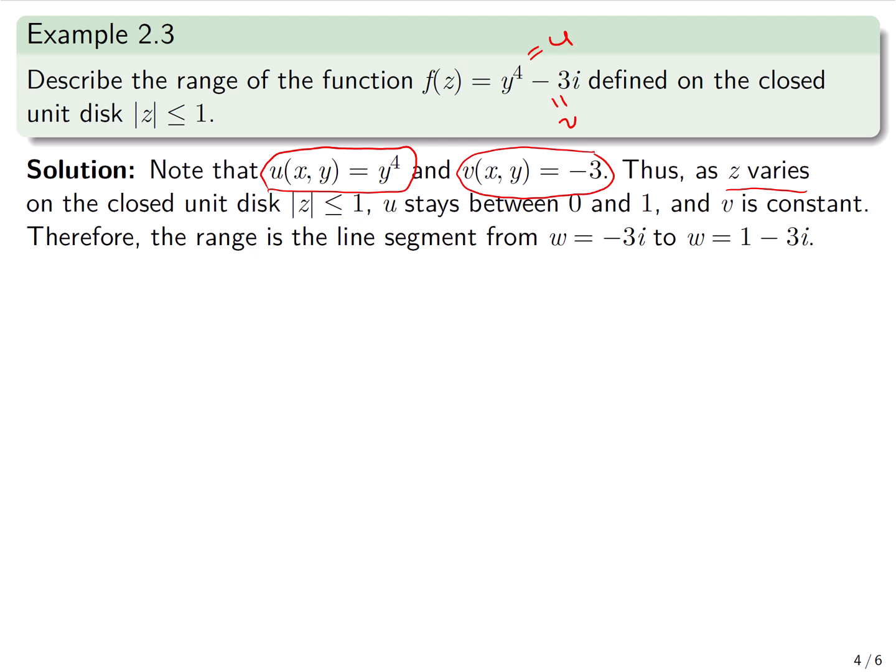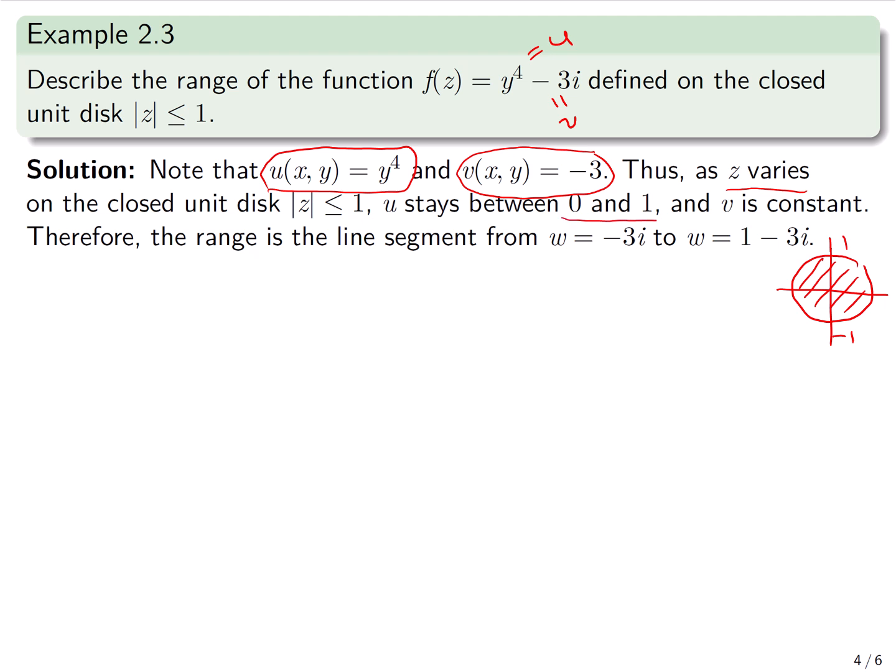Y is the y coordinate on the unit disk, so it can range between -1 and 1, any value between negative 1 and 1. But when you raise it to the fourth power, those values lie between 0 and 1.